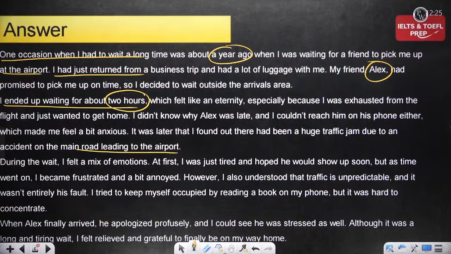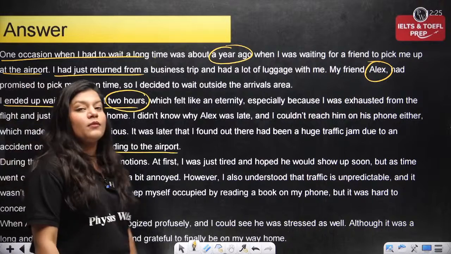During the wait, I felt a mix of emotions. At first, I was just tired and hoped he would show up soon. But as time went on, I became frustrated and a bit annoyed. However, I also understood that traffic is unpredictable and it wasn't entirely his fault. I tried to keep myself occupied by reading a book on my phone, but it was hard to concentrate. When Alex finally arrived, he apologized profusely, and I could see he was stressed as well. Although it was a long and tiring wait, I felt relieved and grateful to finally be on my way home.